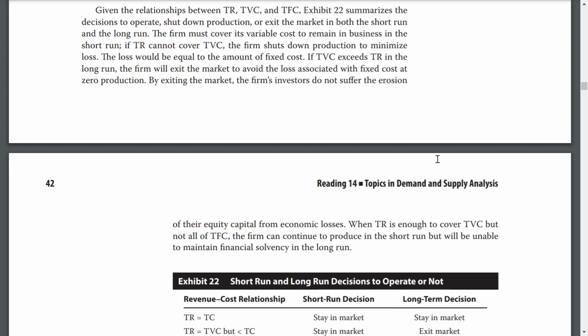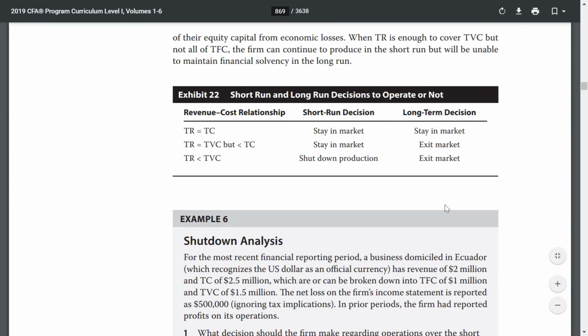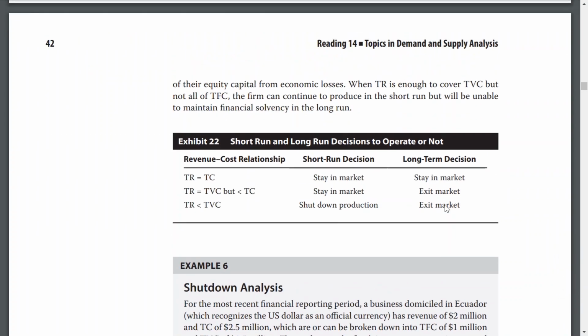By exiting the market, the firm's investors do not suffer erosion of their equity capital from economic loss. Where total revenue is enough to cover the total variable cost, but not all of the total fixed costs, the firm can continue to produce in the short run, but will be unable to maintain financial solvency in the long run.